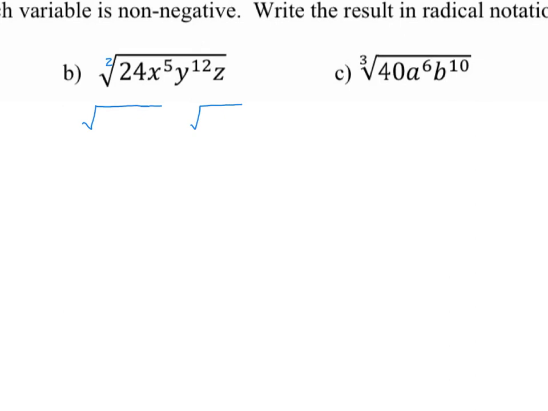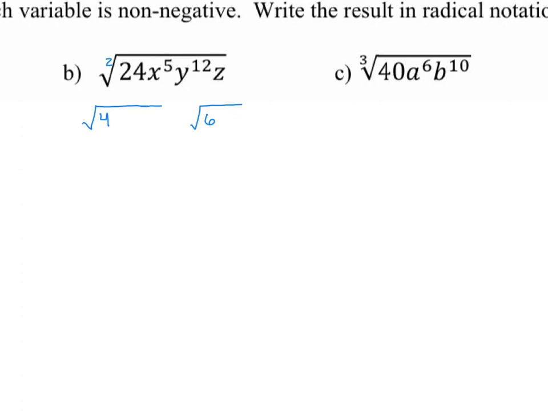So what is a square that divides into 24? That is going to be 4. Our leftover is 6. Do a quick check. Are there any squares inside of 6? The answer is no, so we're okay there.